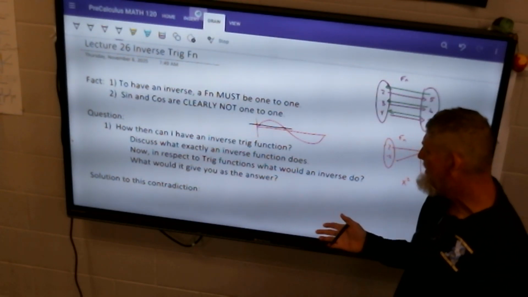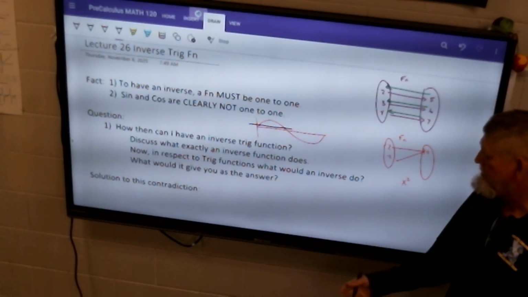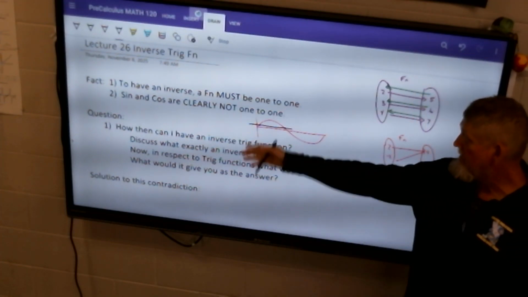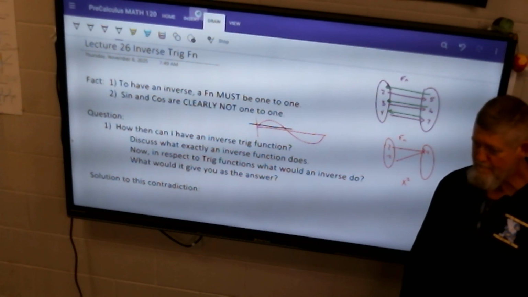So how then can I have an inverse trig function? I asked you this question maybe a week and a half, 2 weeks ago. Has anyone figured it out? How can I have an inverse trig function? I mean, we obviously do, because that's the name of the lecture. Any ideas?